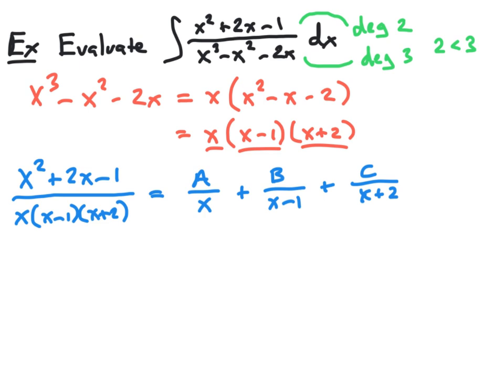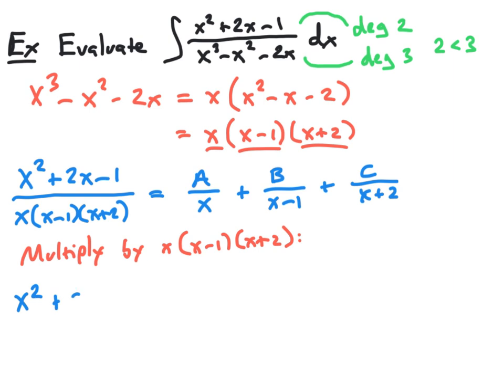Now, once we have our partial fraction decomposition, the first step to evaluate the integral is to find the exact values of a, b, and c. In order to do that, we're always going to take this equation and multiply by the original denominator. In this case, that would be x times (x minus 1) times (x plus 2). When we do this, a lot of things will cancel, and will cancel very cleanly. On the left-hand side, we multiply by our denominator, and that will cancel entirely. And so we're just left with our numerator, x squared plus 2x minus 1.